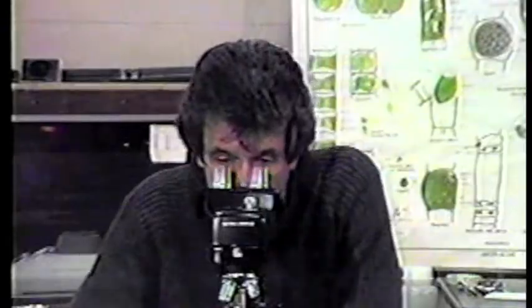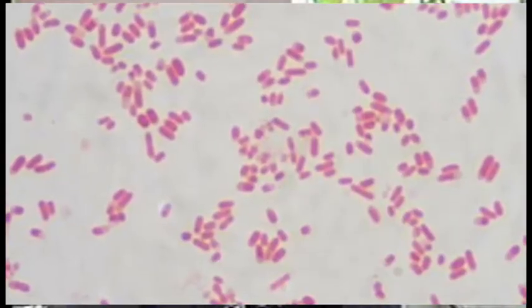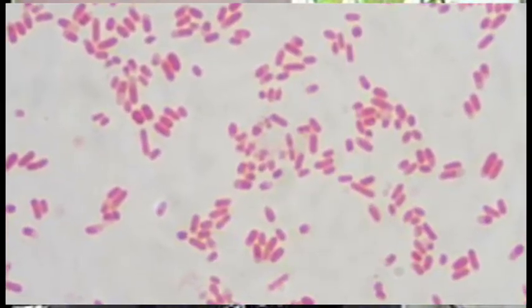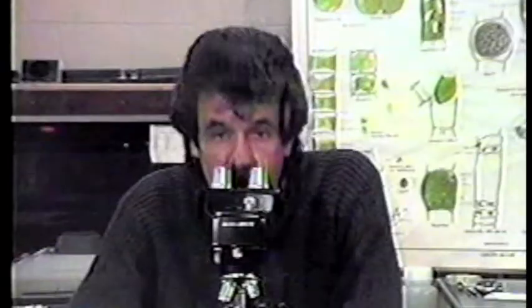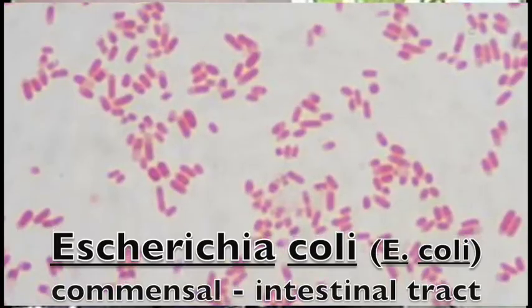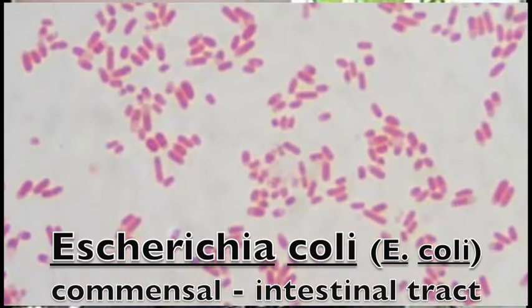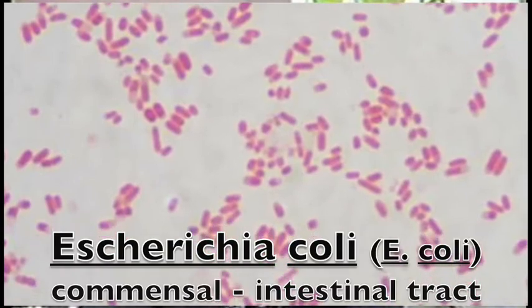The second type of bacteria that we want to take a look at are the Bacilli bacteria. Now, rather than being round or spherical shaped like the Cocci bacteria, they're rod-shaped. One of the most important of the bacilli is Escherichia coli. E. coli is a commensal that lives in the intestinal tract of warm-blooded organisms.